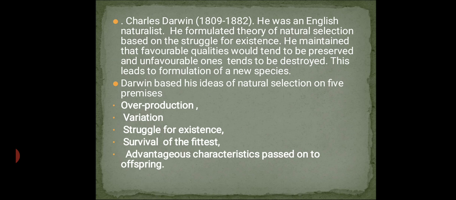The second work we are going to be looking at is the work of Charles Darwin. He published a book known as Origin of Species by Natural Selection. He was an English naturalist. He formulated the theory of natural selection based on the struggle for existence. He maintained that favorable qualities will be preserved, while the unfavorable traits will be eliminated. This will lead to the formation of a new species. His idea or his work is based on 5 premises.